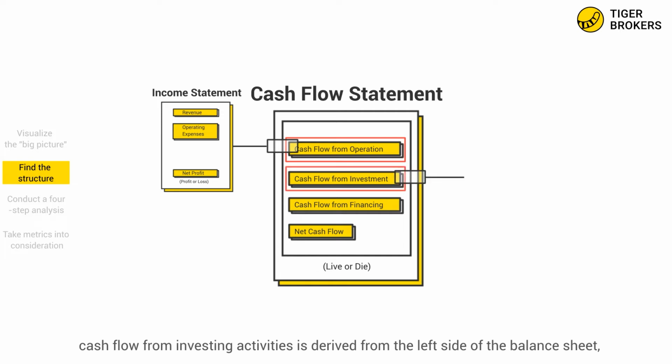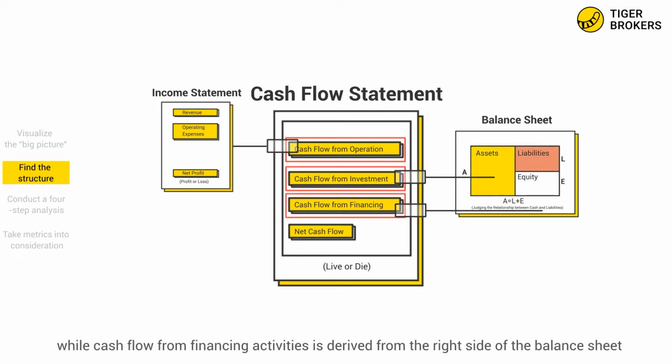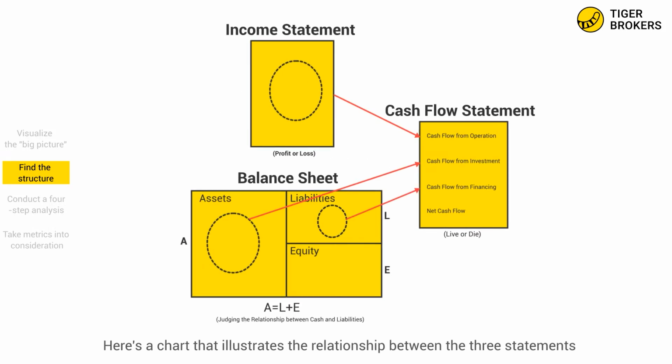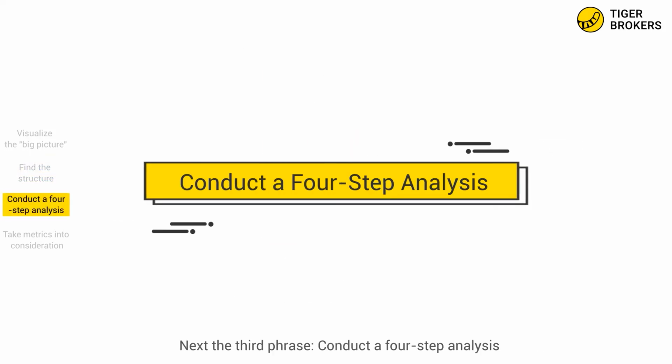Cash flow from investing activities is derived from the left side of the balance sheet, while cash flow from financing activities is derived from the right side of the balance sheet. Here's a chart that illustrates the relationship between the 3 statements. Next, the third phrase. Conduct a 4-step analysis.